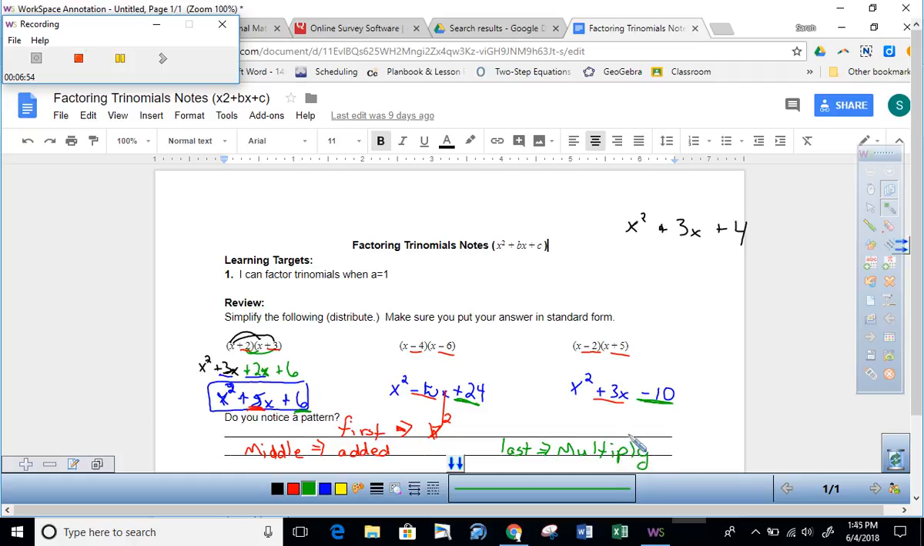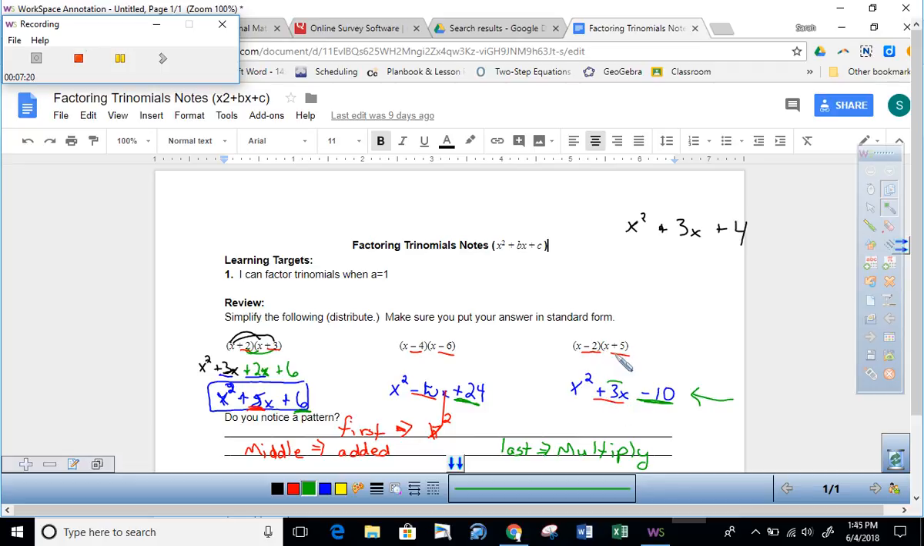So think about what this pattern is going to let you do. Now that you've found this pattern, it's always x squared, you add to the middle, multiply to the end. If I gave you something like this, you would just have to come up with two numbers that multiply to negative 10, and the same two numbers add to negative 3, such as negative 2 and positive 5.